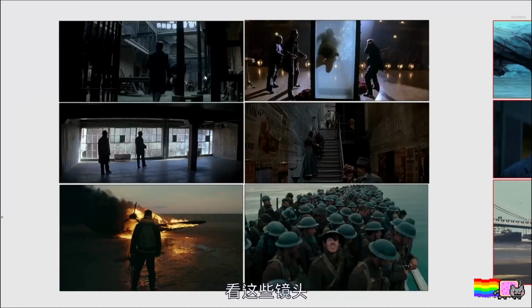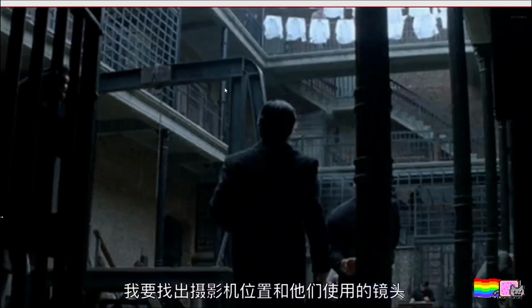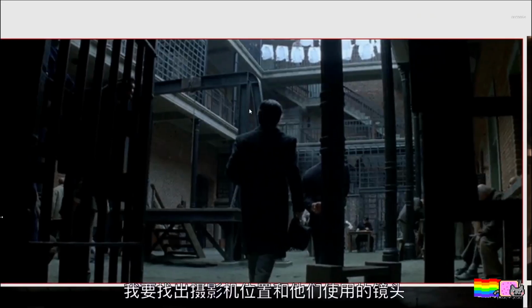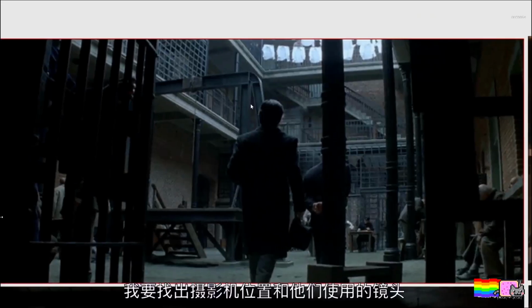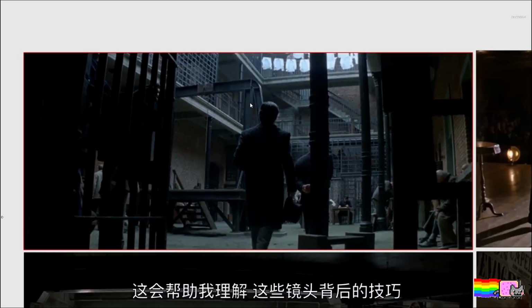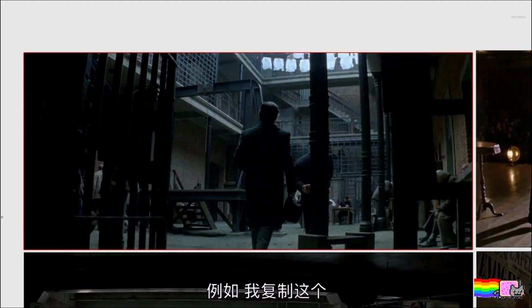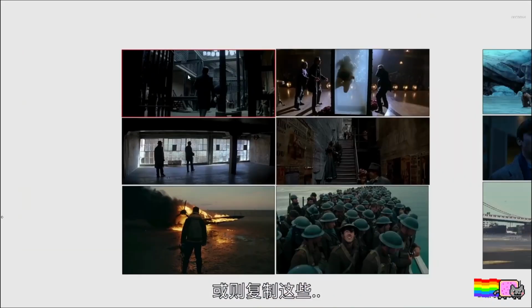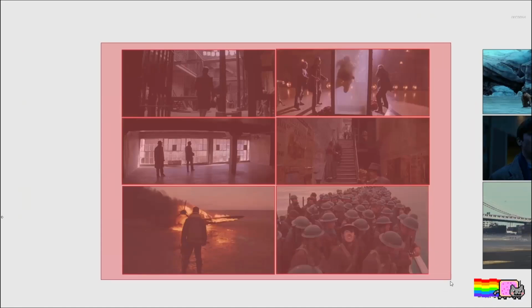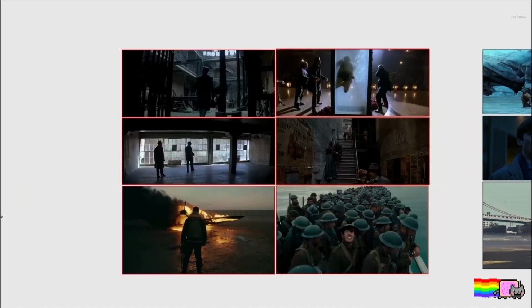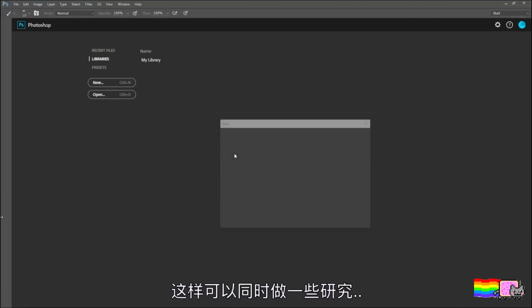All right, now let's go back to our frames. Looking at every frame, I will try to find out the camera position and lens that they used. Those two will help me understand exactly what the technique behind those frames is, and later on I can reuse it in my own frames. So for example, I can copy this one. Well, let's actually copy a bunch of them so we could make a few studies simultaneously.